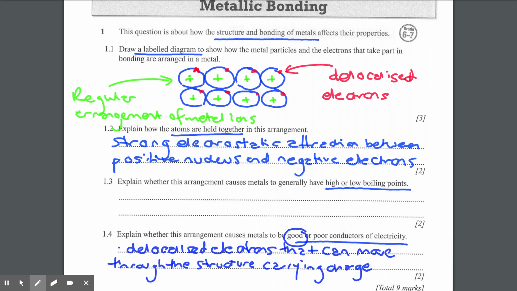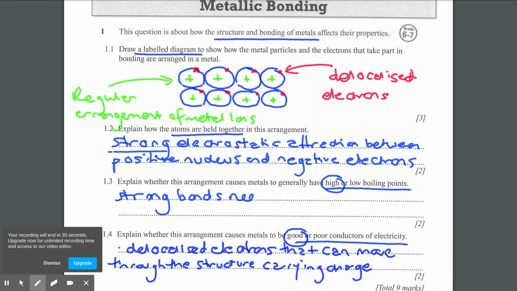And then when we look at the final question that we've not answered yet, is whether or not this arrangement causes us to have high or low boiling points. And the key thing we've just said in the previous question is that we've got strong electrostatic attraction. That gives us high boiling points generally. And the reason being is because we've got strong bonds, as we've just said, and strong bonds need a lot of energy. Okay, need a lot of energy to break.